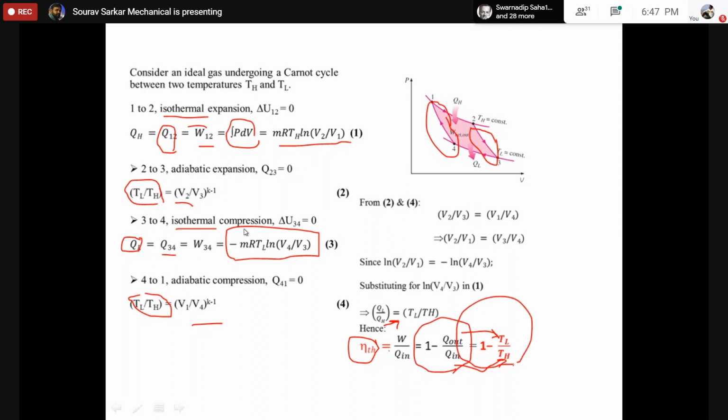That part you can read from the textbook. It is very well written in P.K. Nag, after the derivation of the Carnot cycle efficiency. So this part is very important. Please read this part from the textbook, how they have defined the absolute temperature scale based on the Carnot cycle.